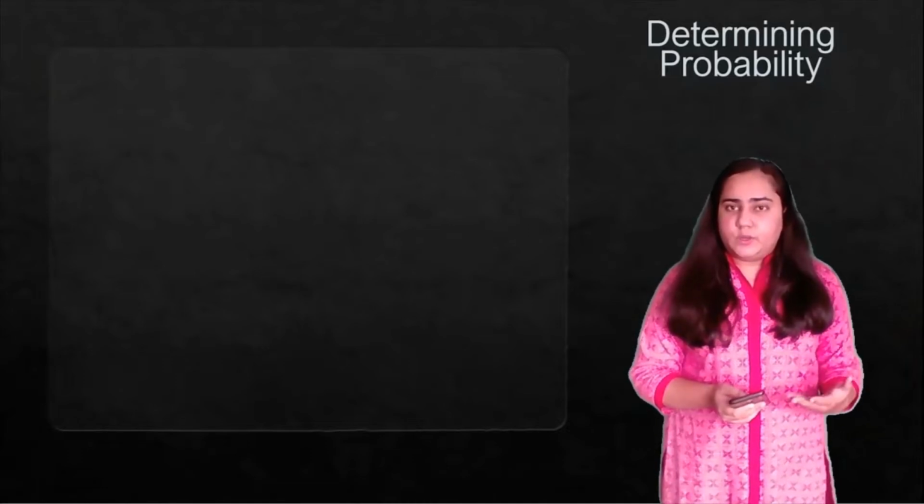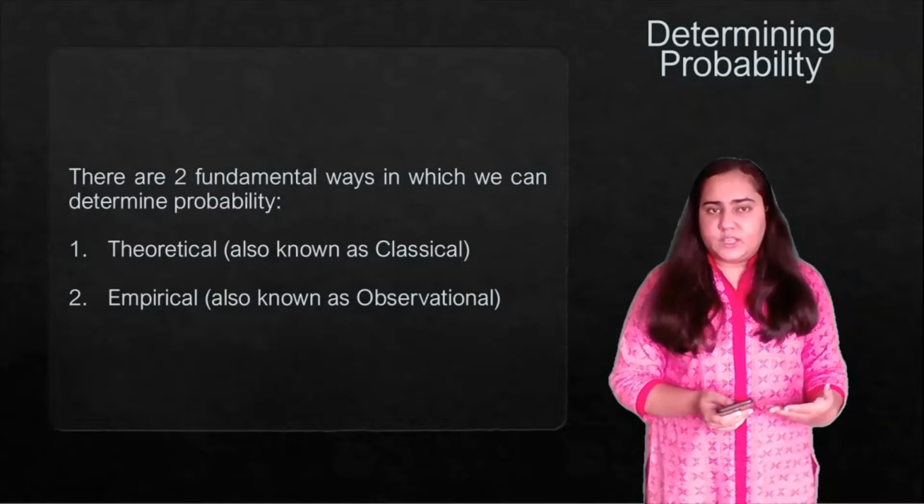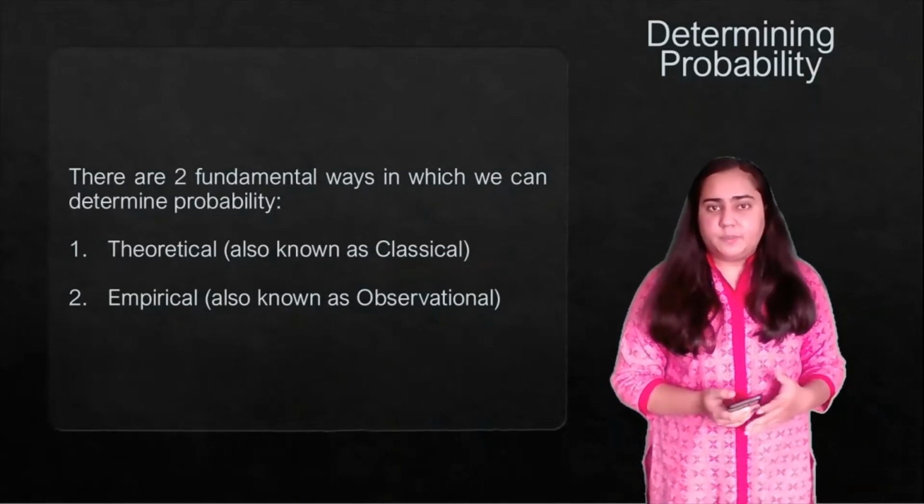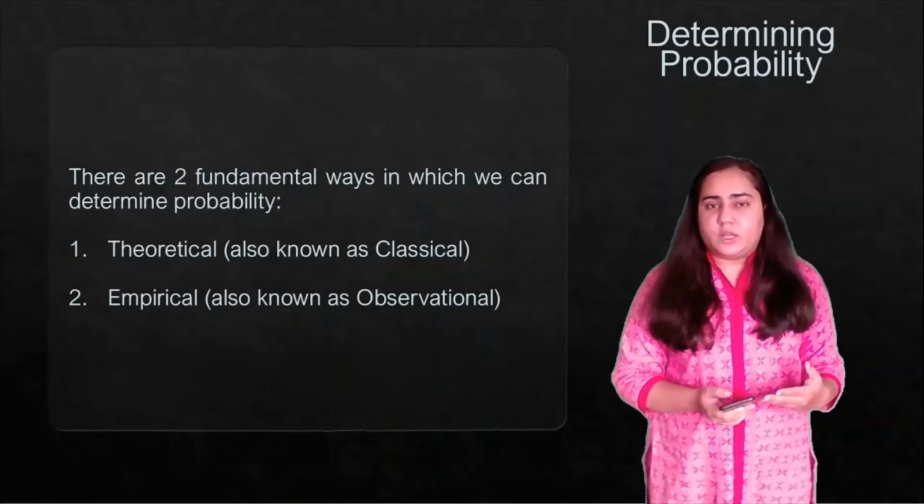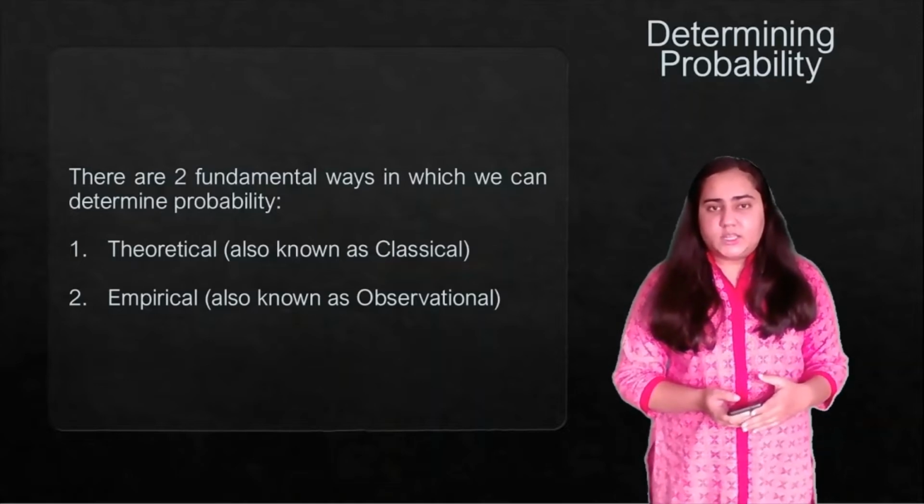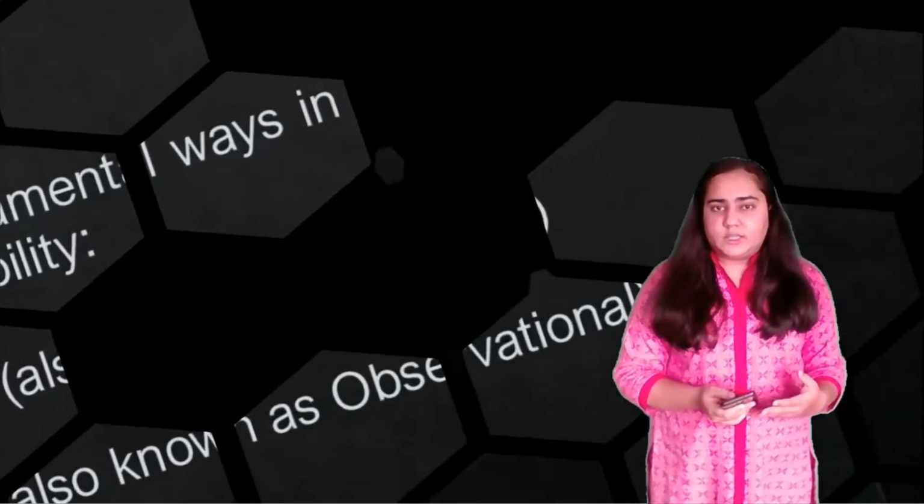How can you determine the probability? There are two fundamental ways in which you can determine probability. The first is known as a theoretical method or a classical method. The second is an empirical method or observational method. Let's understand both of these methods.